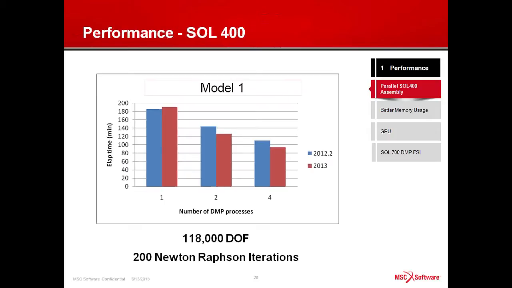models. So here's an example of going from the 2012.2 release to the 2013 release. Model sizes vary and it's very dependent upon model size, but we see between 10 and 20% improvements in performance. If you have models with complicated material laws, or models with composites, with composite failure in many, many layers, then you'll see a greater improvement in computational performance.